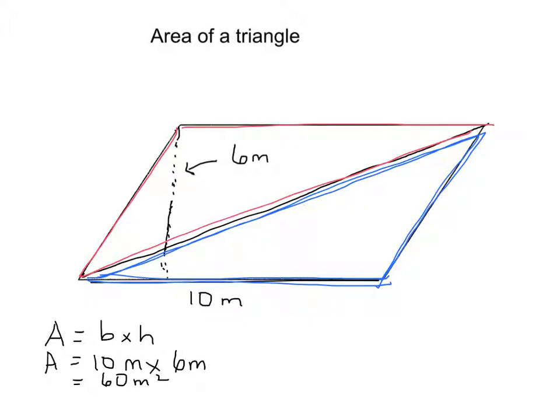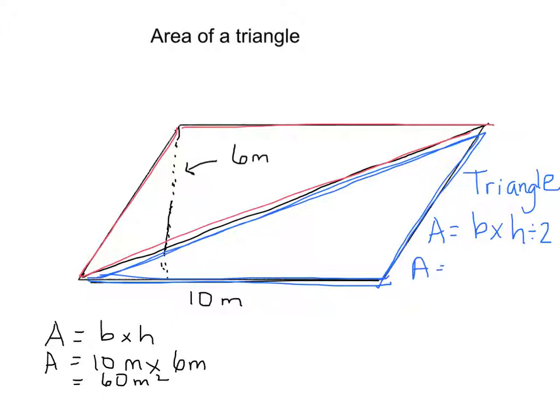So what we would do for the triangle is, it would be area equals base times height, but then divided by 2. Because when you divide by 2, you're cutting something in half. That's always what you're doing when you're dividing by 2.